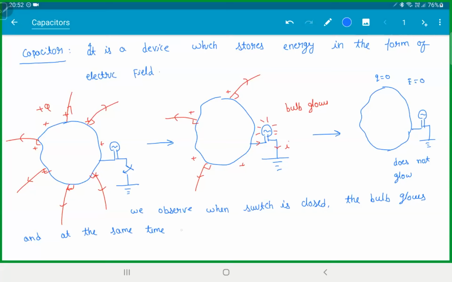At the same time, the field lines start decreasing. And when the field becomes 0, the bulb stops glowing.